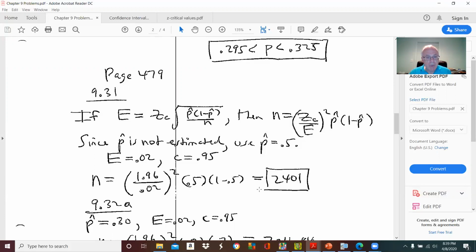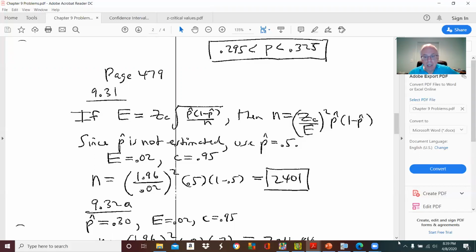All right, and you end up with exactly, so in this case, there wasn't any decimal, you end up with exactly 2,401 as your minimum sample size. You don't have to round up in this case since the answer is an even number.